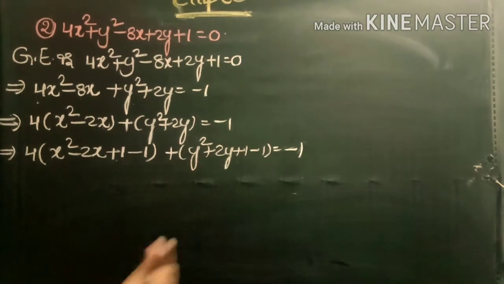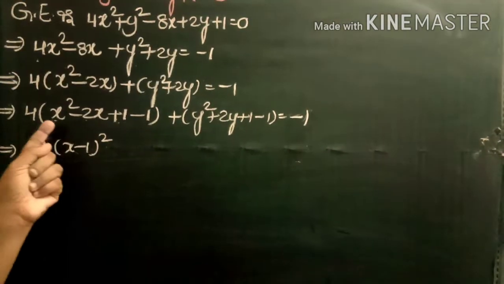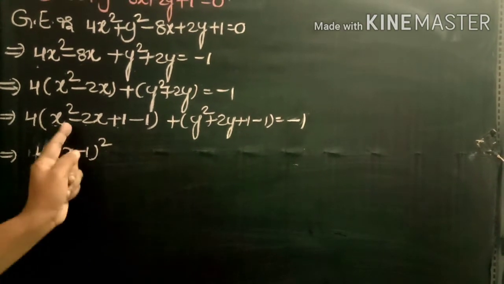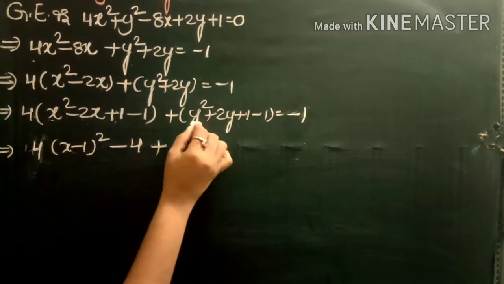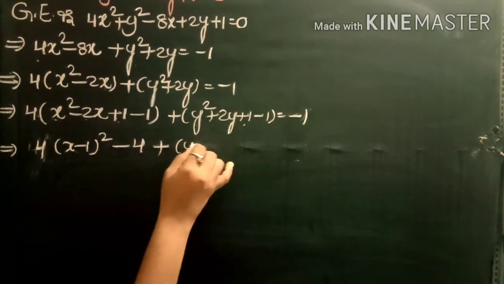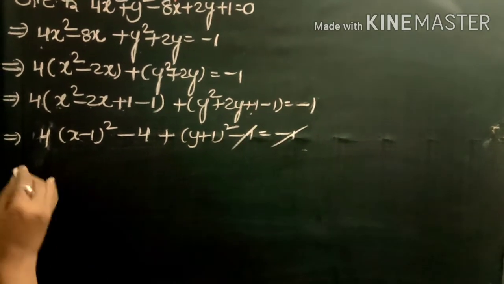Here also we take the number plus 1 minus 1 to make it a perfect square. This is 4 into x square minus 2x plus 1, which becomes x minus 1 whole square. 4 into minus 1, that is minus 4, plus y square plus 2y plus 1, that is y plus 1 whole square minus 1 equals to minus 1. Here minus 1 and minus 1 get cancelled.